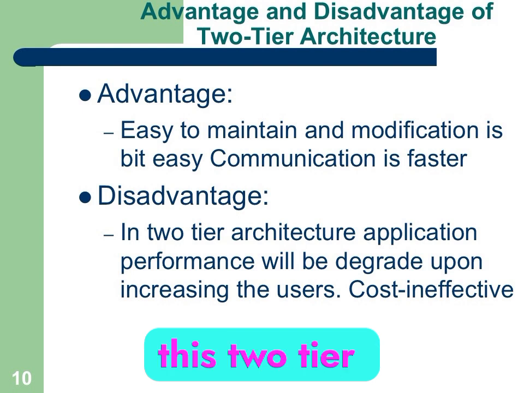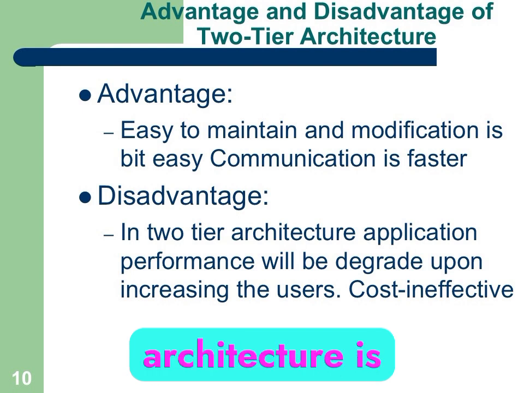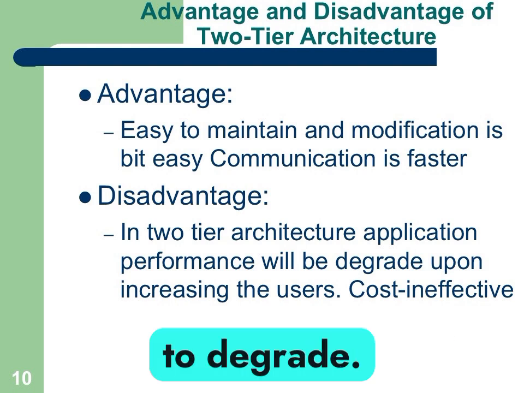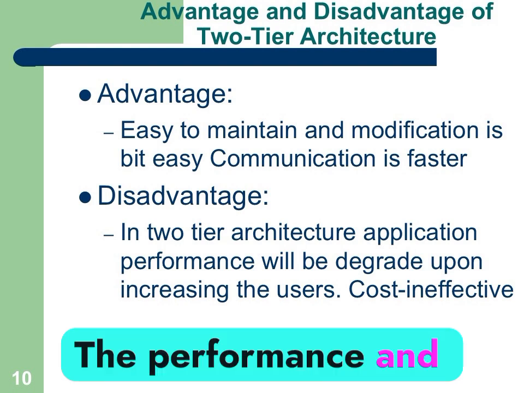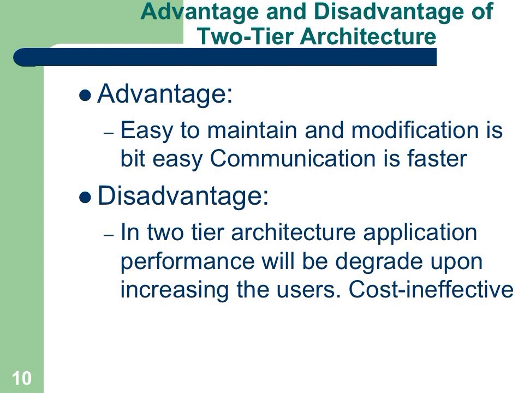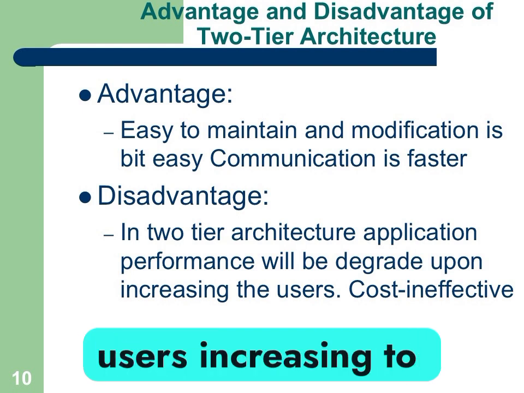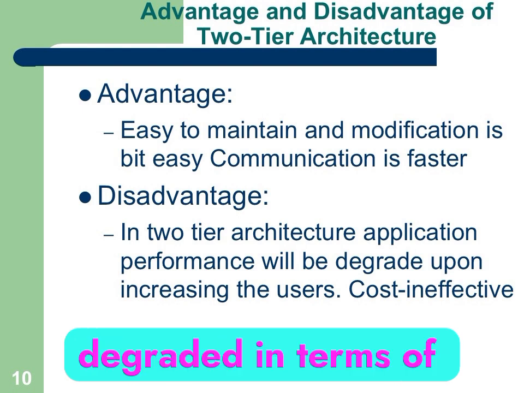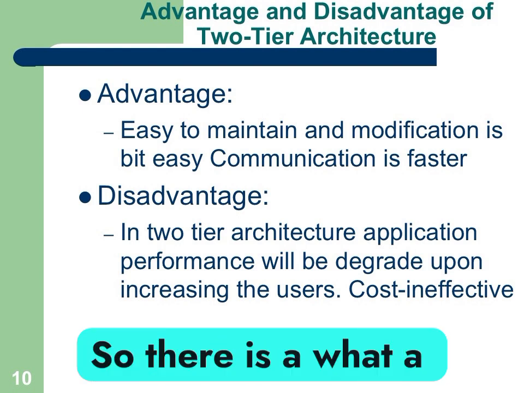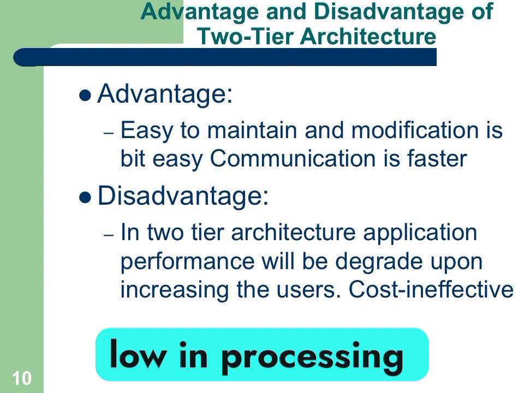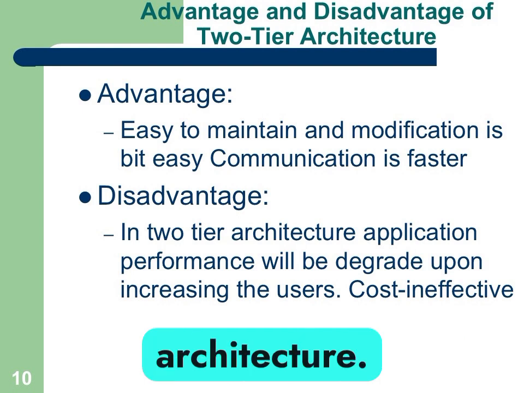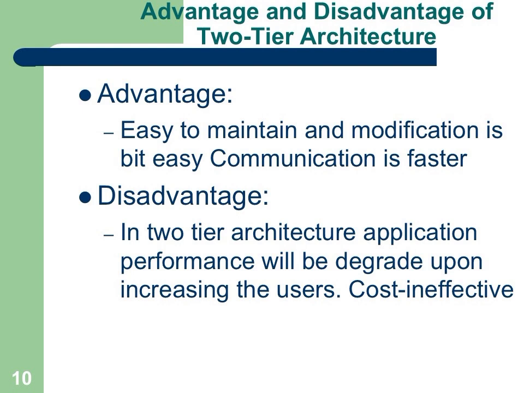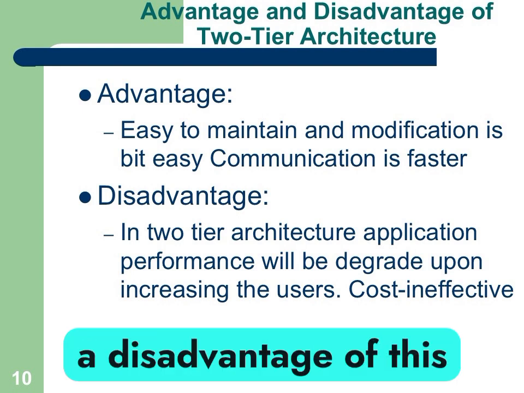The disadvantage of this two-tier architecture is performance degradation with multiple concurrent users. Once the number of users on the system increases, your system will be degraded in terms of processing. There is a low in processing in two-tier architecture, and it is not cost effective for a large enterprise. So that is a disadvantage of this.